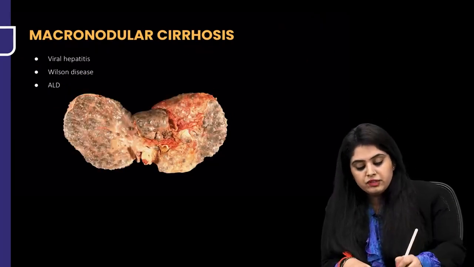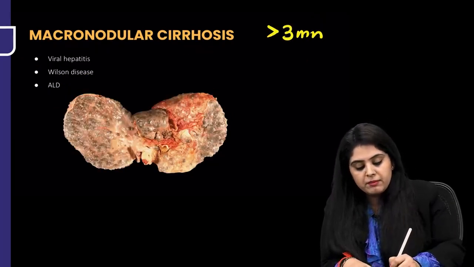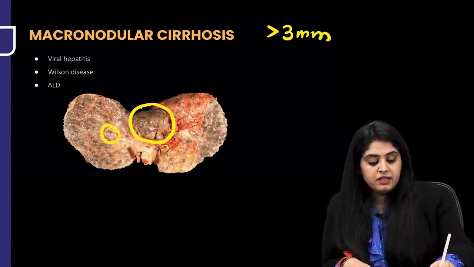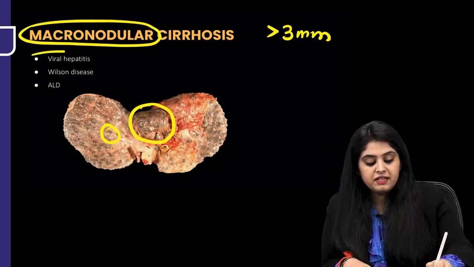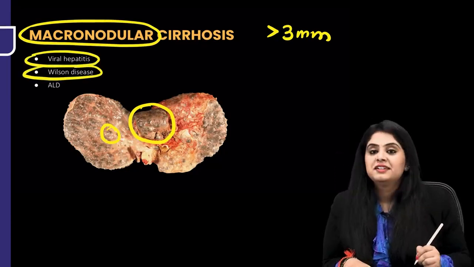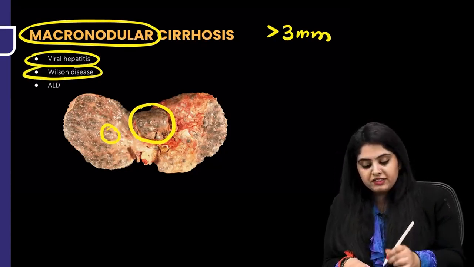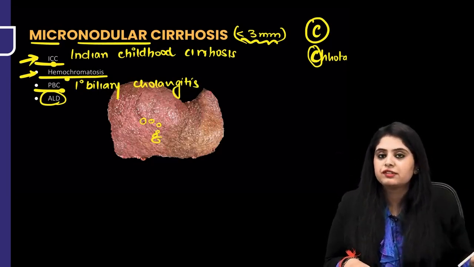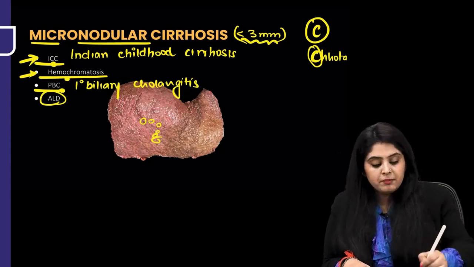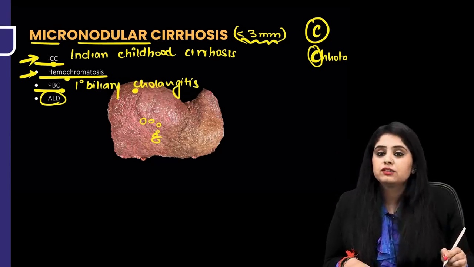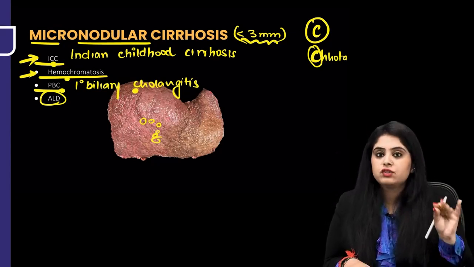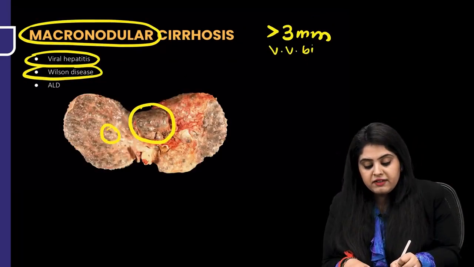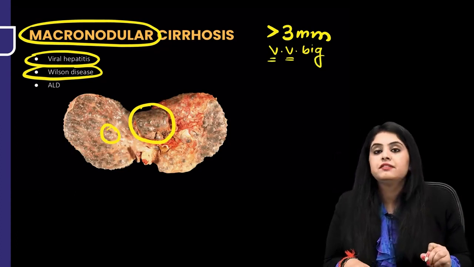Whereas where do you see more than 3 mm? More than 3 mm means very, very big. You can see that they are very, very big. Very, very big are seen in viral and Wilson. Easy, right? So simple. When I say small nodules, all the CC things are coming: Indian childhood cirrhosis, hemochromatosis, primary biliary cholangitis or cirrhosis. So all the CCC ones are small nodules. Whereas very big nodules, how did I learn? Very big nodules are viral hepatitis and Wilson's.